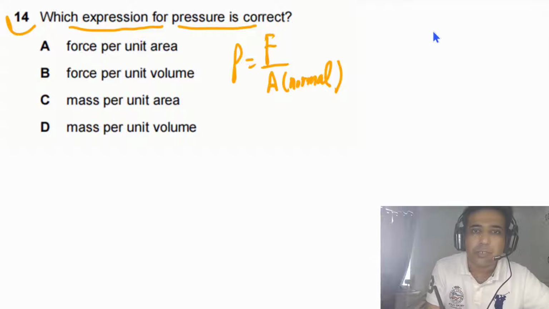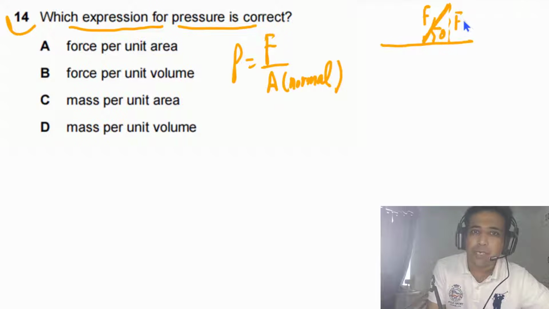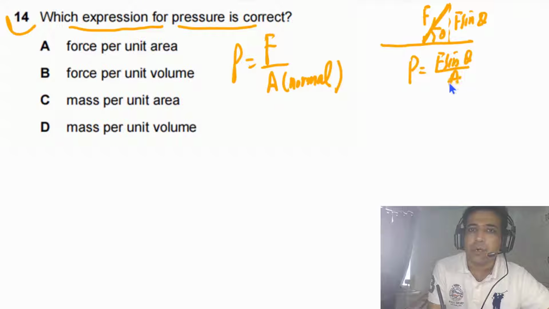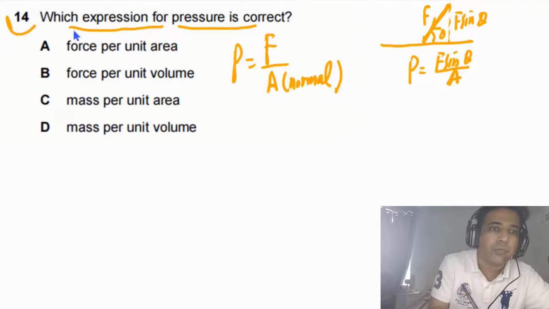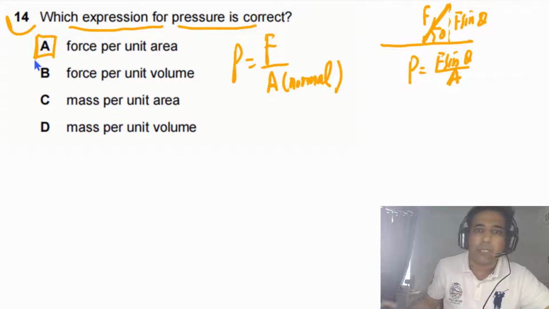So a very important one. If you have a question like this, let's say the force is at an angle, and you need to find out pressure due to this force. You have to take the vertical component of the force that is perpendicular to the area. Means in this case, if this is force F, you will be taking F sine of theta. So the P in this case will be equal to F sine of theta divided by contact area. So very important one. So the answer for this question has to be A.